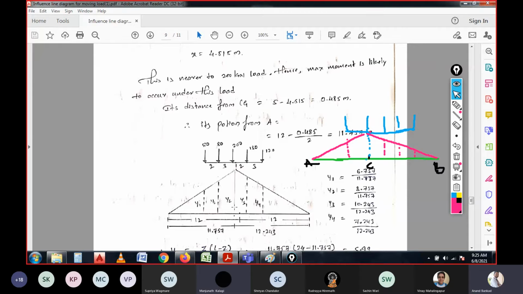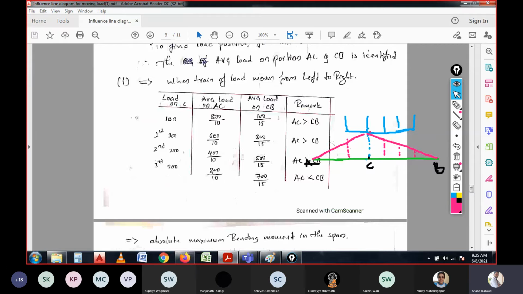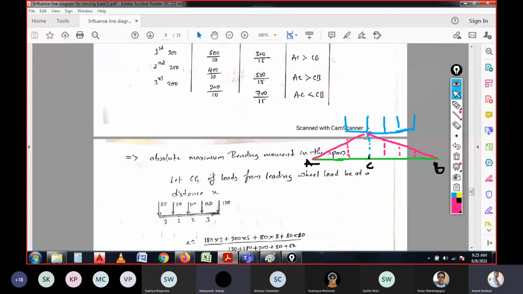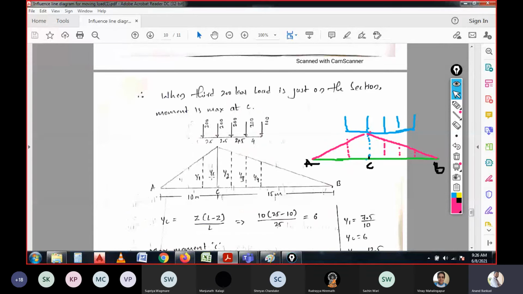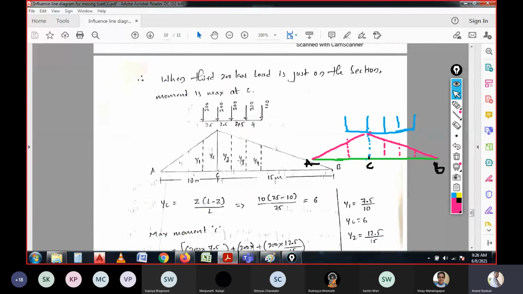Sir, change this. Yes, I think this is not the problem. Yes, I think here it is. Yes, yes, yes. I think in the scanning it has got confused.